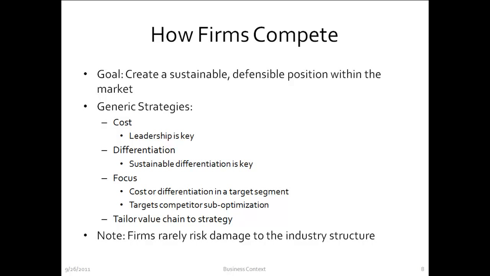Finally, a closing point for this slide. Keep in mind that while firms want to compete, very few firms want to compete in a manner that damages or blows up the industry structure. Companies essentially want to survive, but they don't want to kill everybody else off. Okay, nor do they want to change their market structure so that all of a sudden they can't make money there.